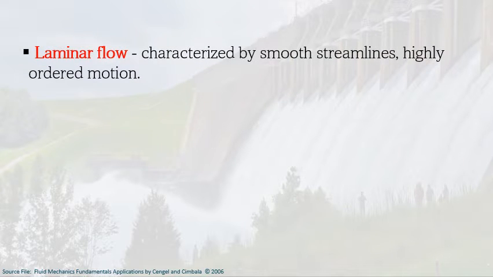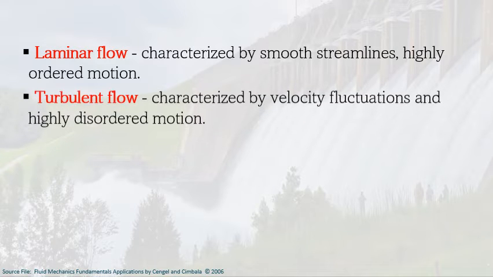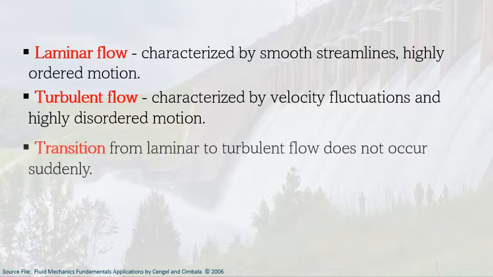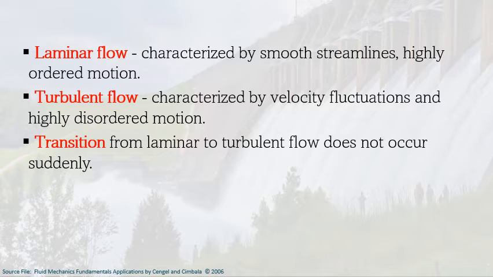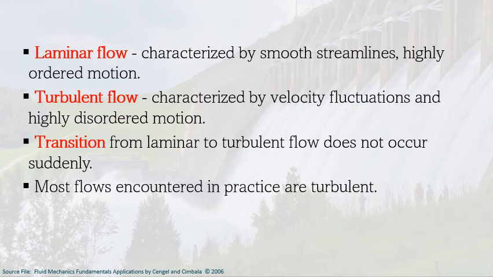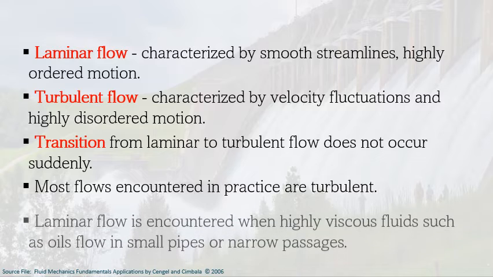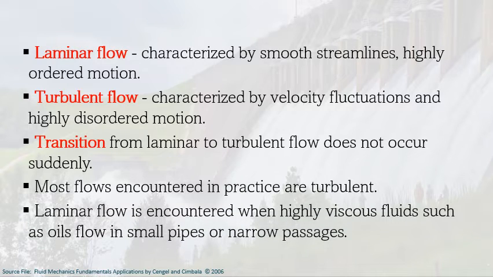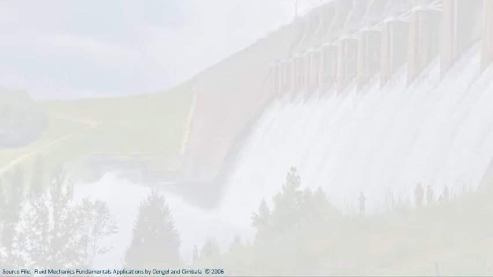Laminar flow is characterized by smooth streamlines and highly ordered motion. On the other hand, turbulent flow is characterized by velocity fluctuations and highly disordered motion. The transition from laminar flow to turbulent flow is not happening suddenly. Most flows encountered in practice are turbulent. Laminar flow can be encountered when highly viscous fluids such as oil flow in small pipes or narrow passages.